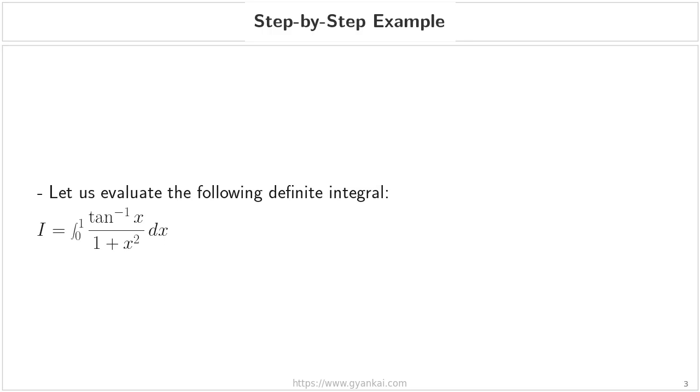Step-by-step example. Okay, so let's move on to a concrete example, as promised. This slide begins to walk us through solving a definite integral step-by-step. We're asked to evaluate the definite integral, which is represented by the capital letter I, and it's equal to the integral from 0 to 1 of the function arctan of x divided by 1 plus x squared with respect to x. Remember, arctan of x is just another way of writing the inverse tangent of x.